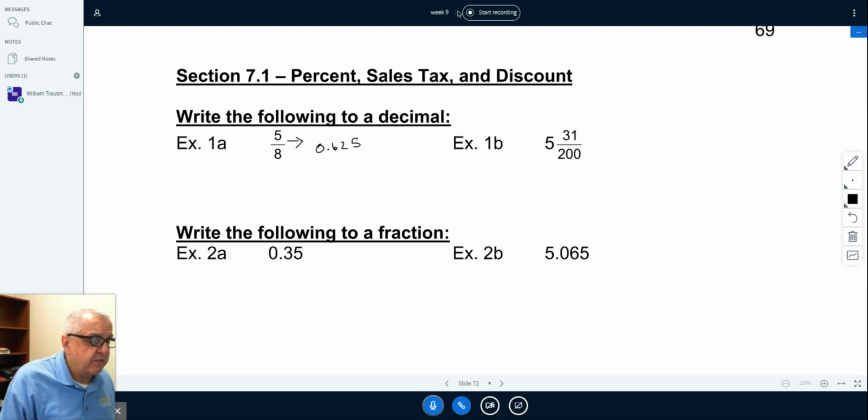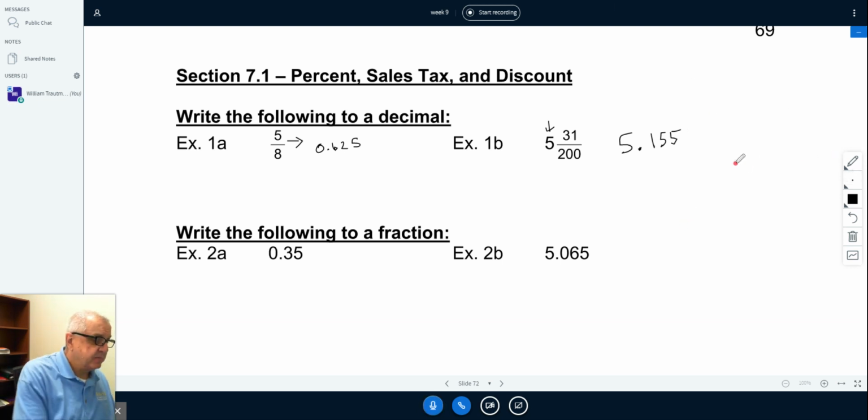Here's another one. It's a mixed number. Well, if you have a mixed number, to change this to a decimal, since 5 is a whole number, this is going to be 5 point something. Well, just put 31 divided by 200 in your calculator, and I get 0.155. So the answer to this is 5.155. All right.